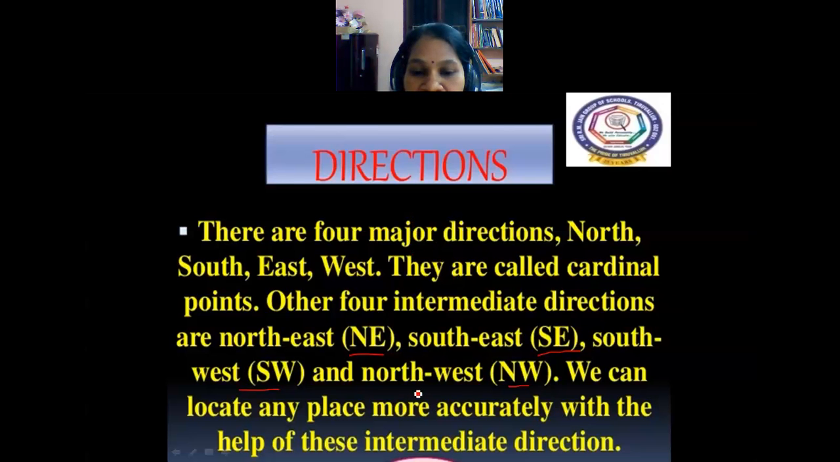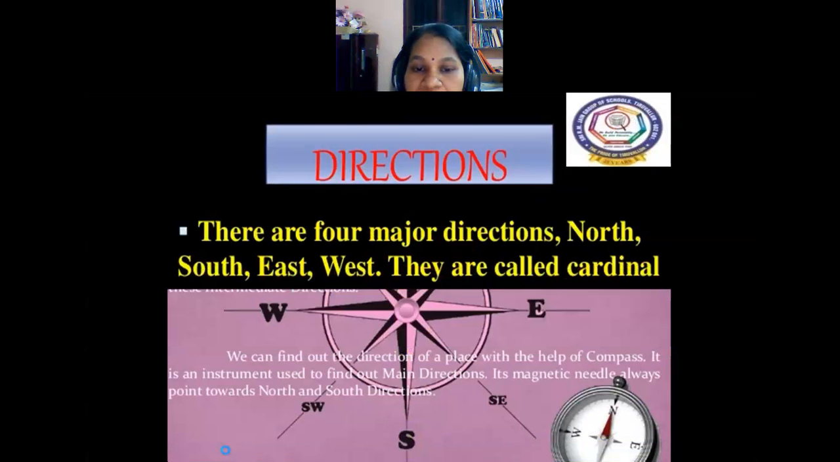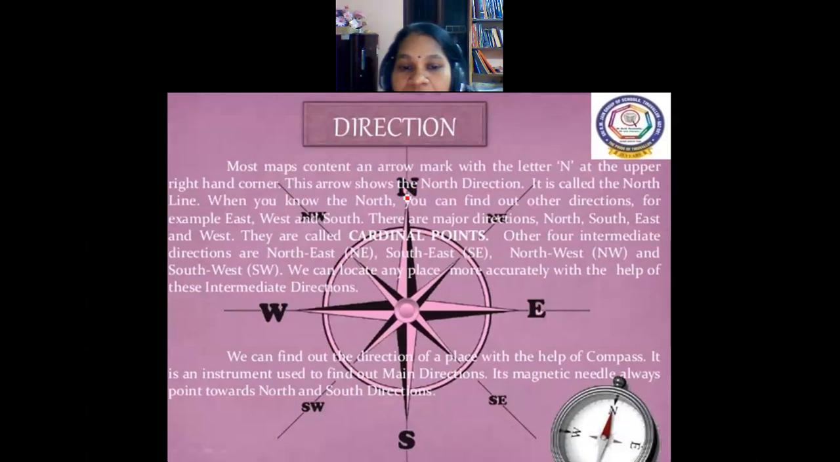So you are telling northeast. This is the campus. This is cardinal points and this is intermediate points. Northeast, southeast, southwest and northwest are intermediate points. East, north, west and south are cardinal points.